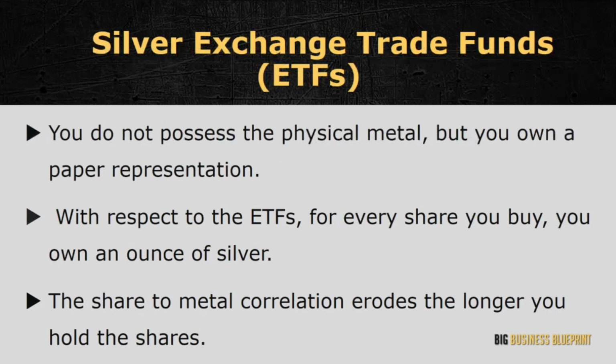Now, let's look at how silver ETFs work. When you buy gold and silver physically backed ETFs, you do not possess the physical metal, but you own a paper representation. With respect to the ETFs, for every share you buy, you own an ounce of silver. A custodian, usually large banks, stores the actual metal. The share-to-metal correlation erodes the longer you hold the shares. The fund must sell silver, for example, periodically to pay for expenses, which decrease the amount of silver allocated to each share.